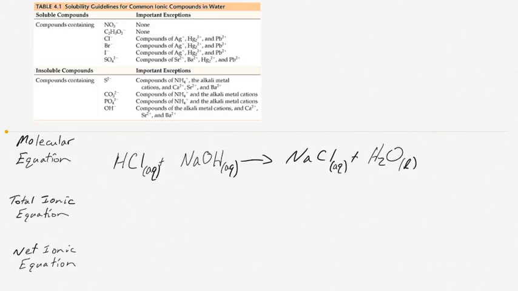The total ionic equation is where we take all of the strong electrolytes and we split them up into their ions so that we have a good idea of what's exactly happening in that solution. If you had a bucket filled with water and you dumped in some HCl and NaOH, the ions would be formed. H+ ions, Cl- ions, Na+ and OH- ions. And they would all be floating around in solution. They would be the things that react. So you would have H+ and Cl- and Na+ and OH-, all aqueous.